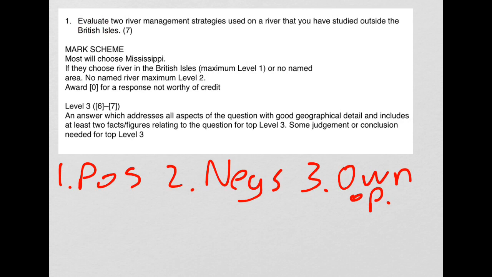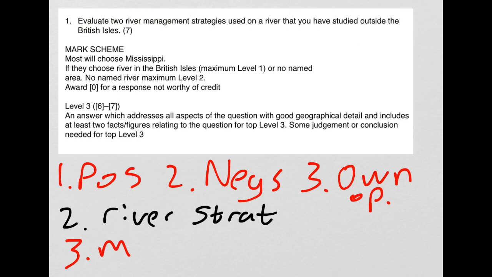The next piece of advice that the question tells us is that we need to see 2 river management strategies. So we like to see 2 river management strategies in our answer. So you can choose 2 from the 5, whichever 2 you know most about, or whichever 2 you find the easiest to talk about. The next thing that's important is that it is a river that you've studied outside of the British Isles. The only case study that we'll have outside the British Isles is the Mississippi.